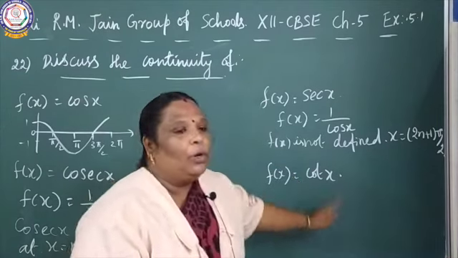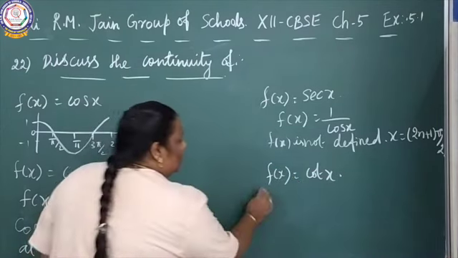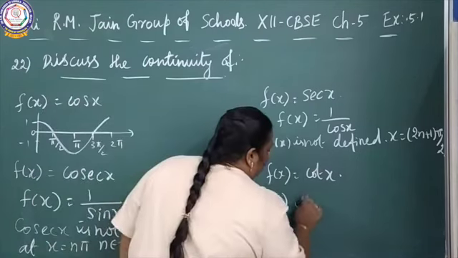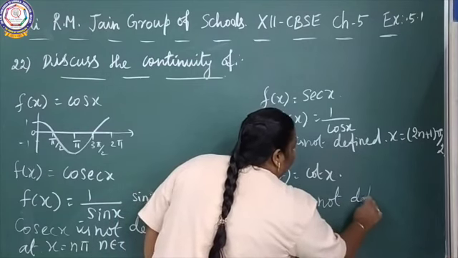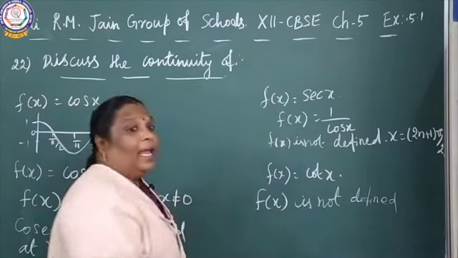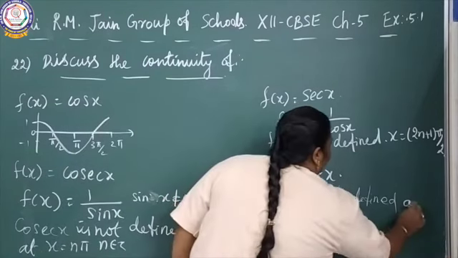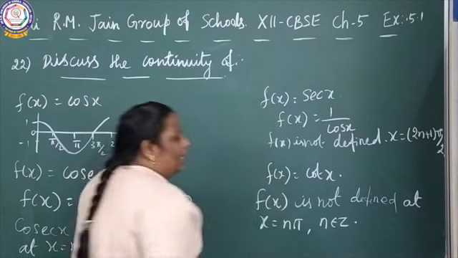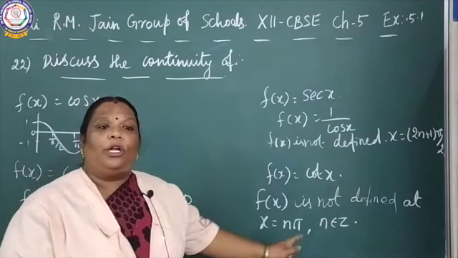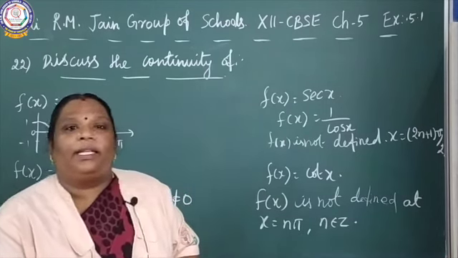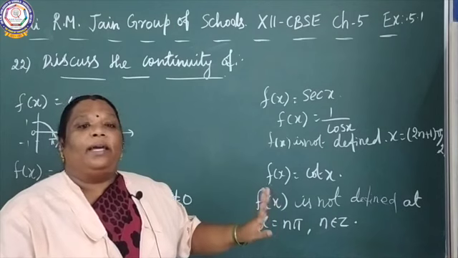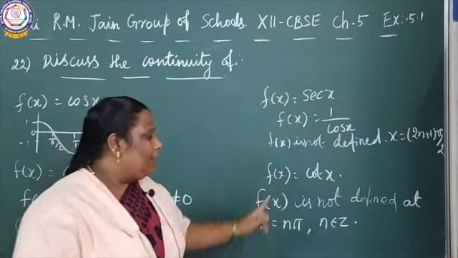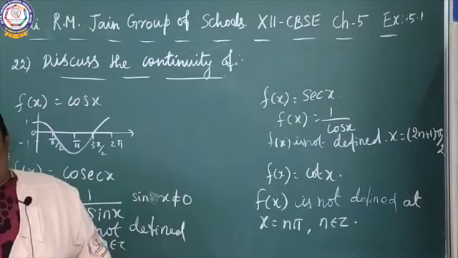Now you move on to cot x. The same thing. F of x is not defined at x equal to n pi, where n belongs to Z. F of x is continuous at all the points except x equal to n pi.